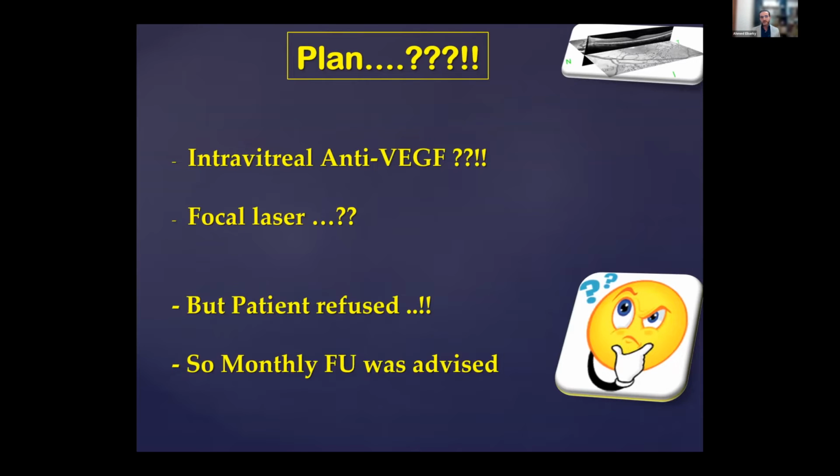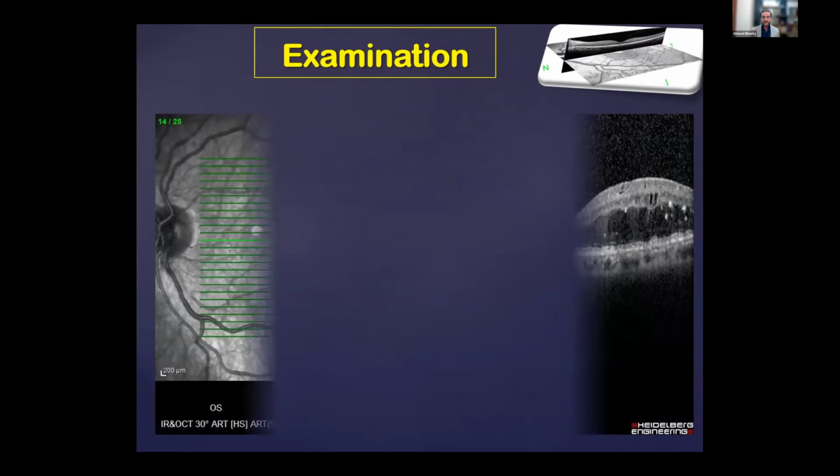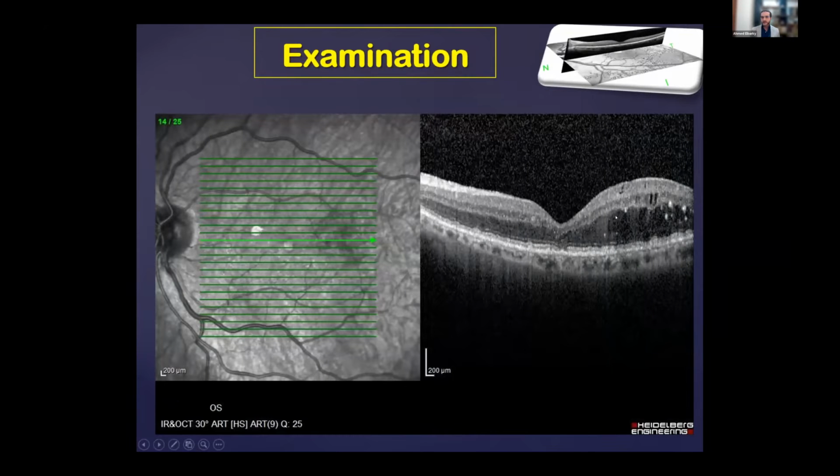So the patient was coming for a monthly follow-up, and the next month, actually, he had more blurry vision in the left eye, the vision dropped to 20/40. And as expected, the edema increased in the eye and was encroaching on the fovea. And you can see there are still hyperreflective dots there.